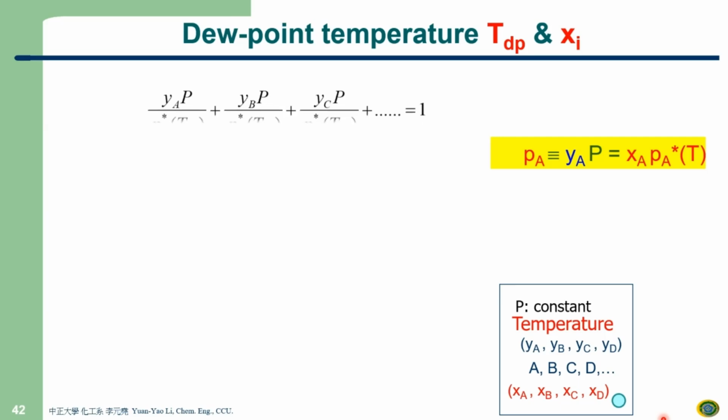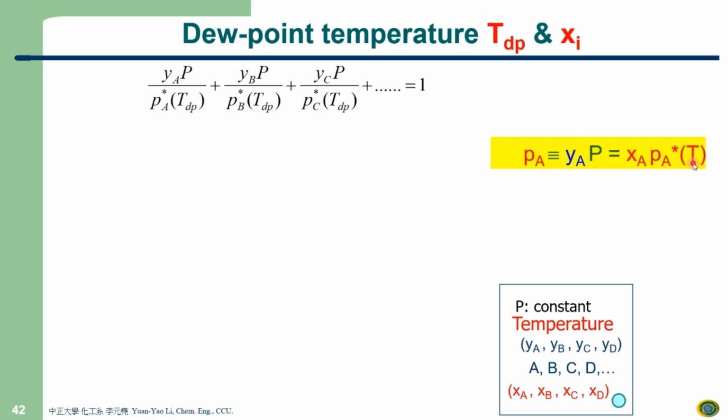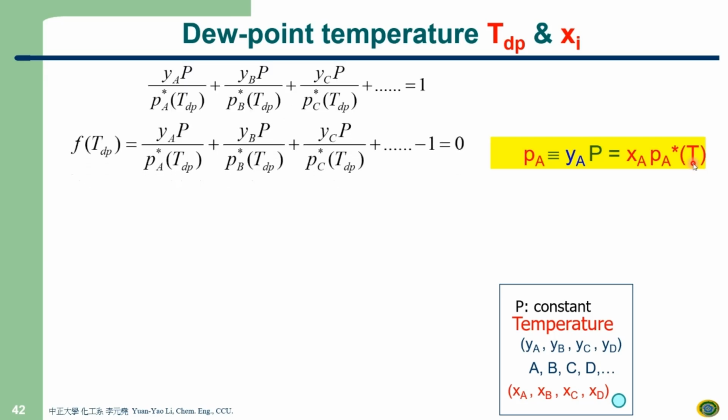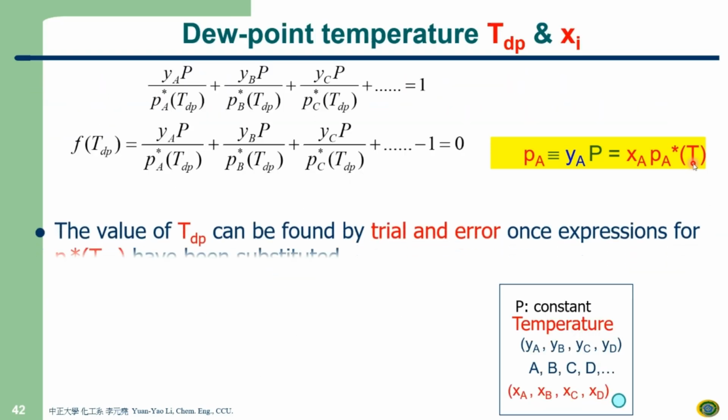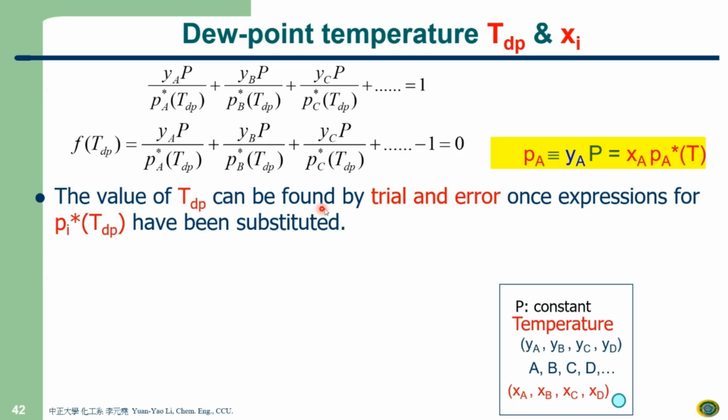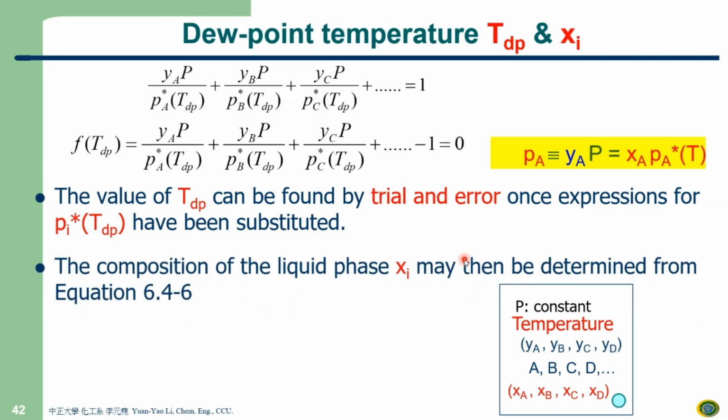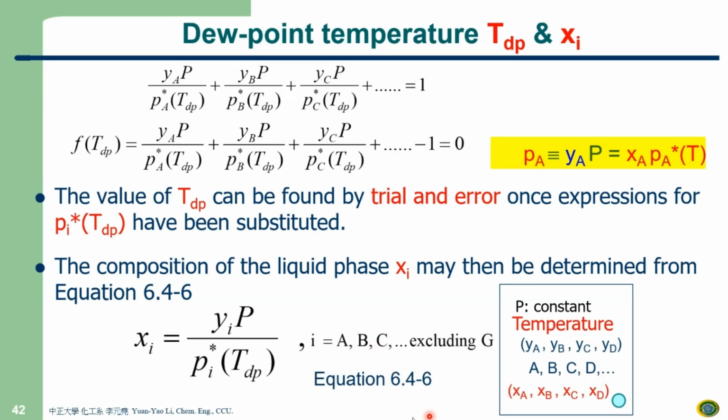How about dew point temperature? Dew point temperature, again, is the same thing. You put this here, and this is the dew point temperature, right? The value of T_dp can be found by trial and error, once the expression for vapor pressure has been substituted. Once you get a temperature, how can you get XA, XB, XD? Again, Raoult's law. You know this, you know this, you know this.